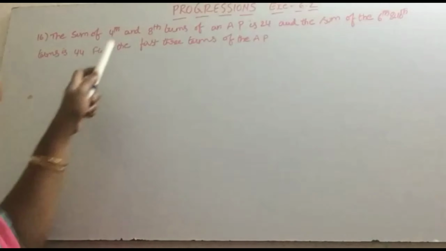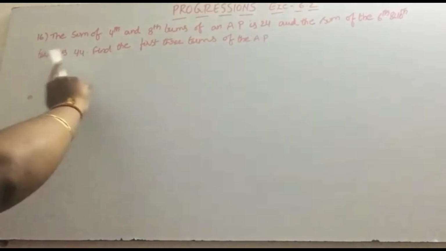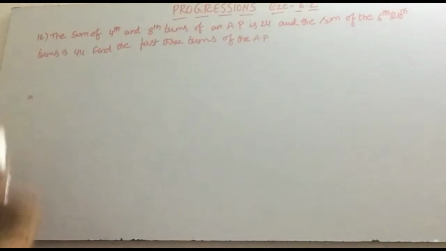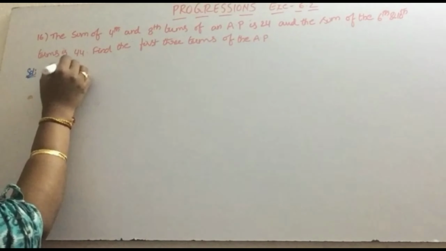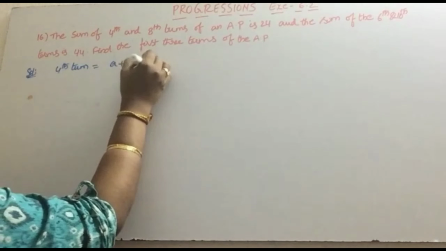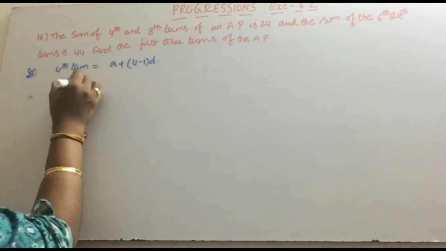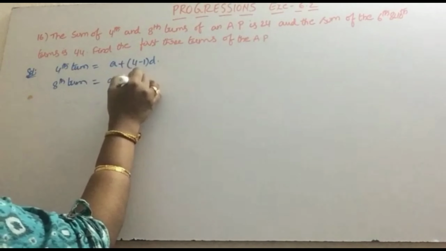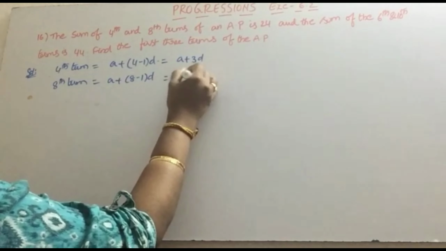Next problem: the sum of the 4th and 8th terms of an AP is 24 and the sum of the 6th and 10th terms is 44. Find the first 3 terms of the AP. So they gave the 4th and 8th terms. The 4th term is equal to a plus (4 minus 1) into d, and the 8th term is a plus (8 minus 1) into d. So that is a plus 3d and this is a plus 7d.